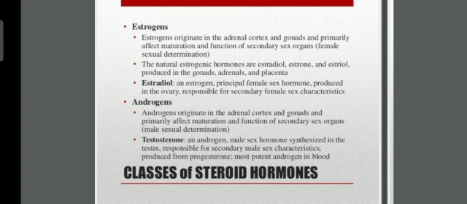Androgens. Androgens originate in the adrenal cortex and gonads and primarily affect the maturation and the function of the secondary sex organs, male sexual determination. Testosterone and androgens are male sex hormones synthesized in the testes, responsible for secondary male sex characteristics, produced from progesterone's most potent androgen in the blood.